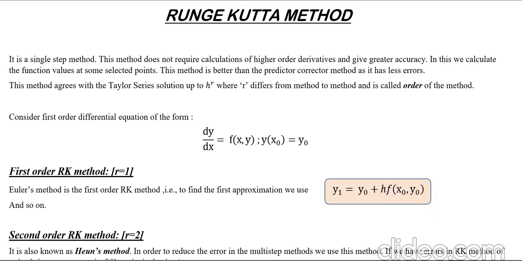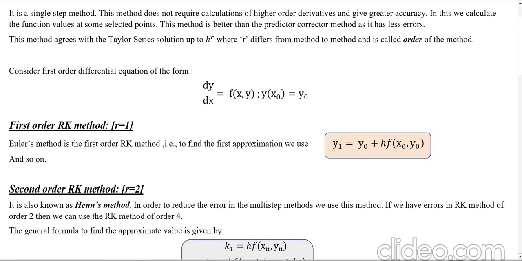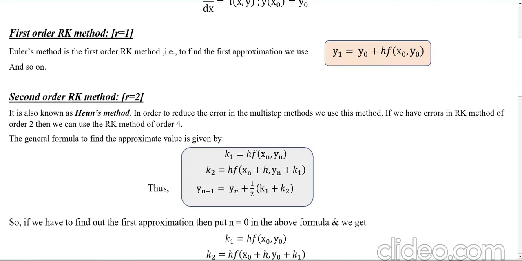Now we'll consider the second order RK method in this lecture, where r is equal to 2. It is also known as Heun's method. In order to reduce the error in the multi-step methods, we use this method. The multi-step methods we'll be talking about in the further lectures. If we have errors in the RK method of order 2, then we can use the RK method of order 4.